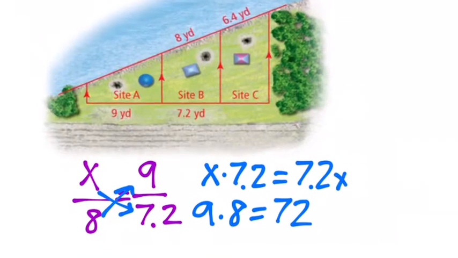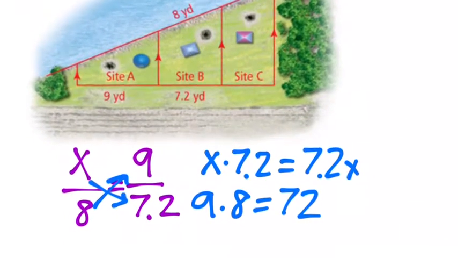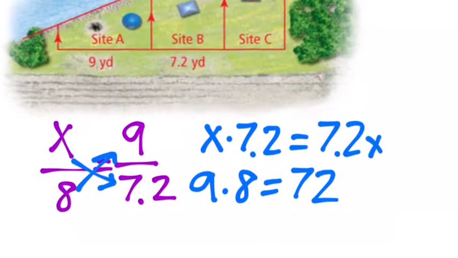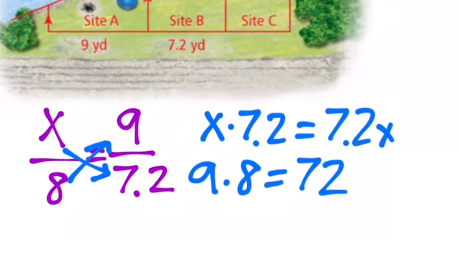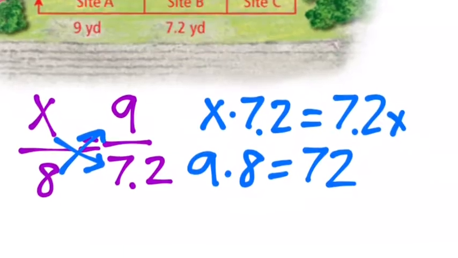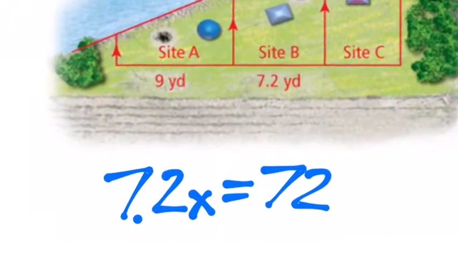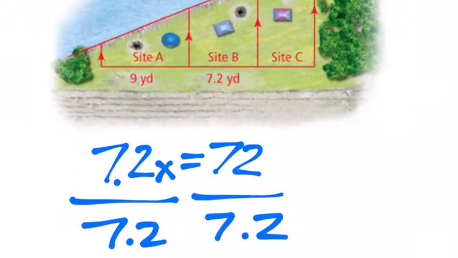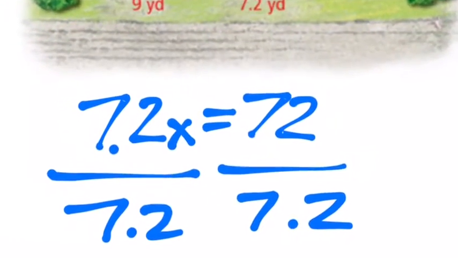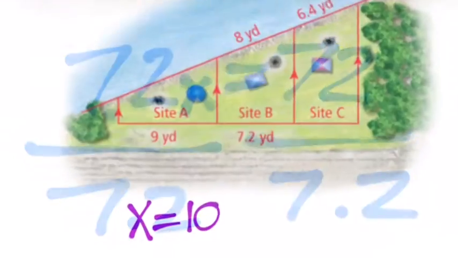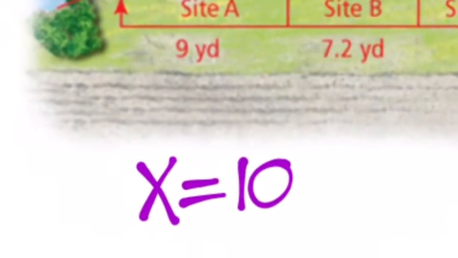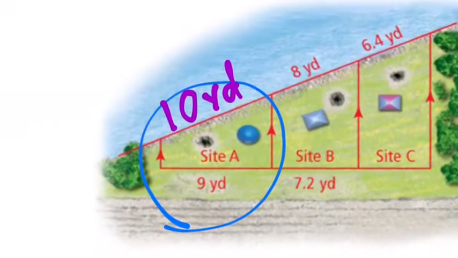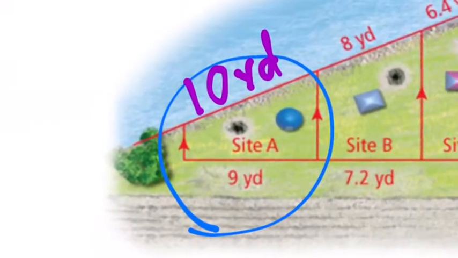You now have to cross multiply to try and get the x variable by itself. To do this, times 9 by 8 to get 72, and then times x by 7.2 to get 7.2x. Here's what it should look like after cross multiplying. Now divide each side by 7.2 to get the x variable alone. You are left with 10. 10 is the value for x. The length of site A along the river is 10 yards.